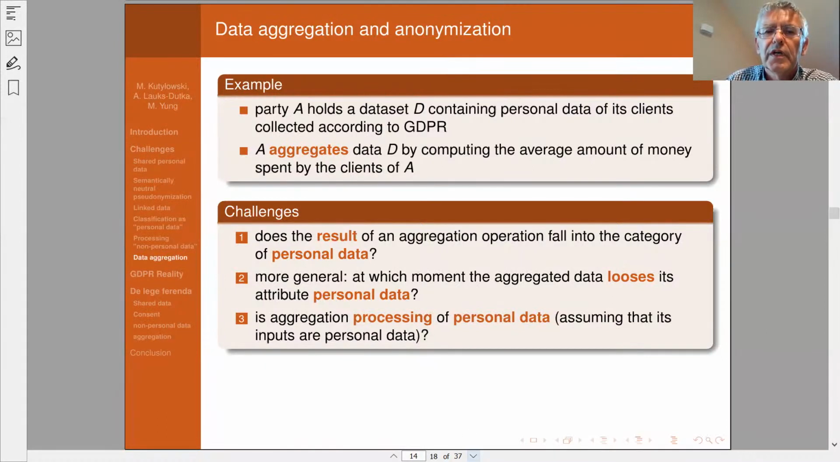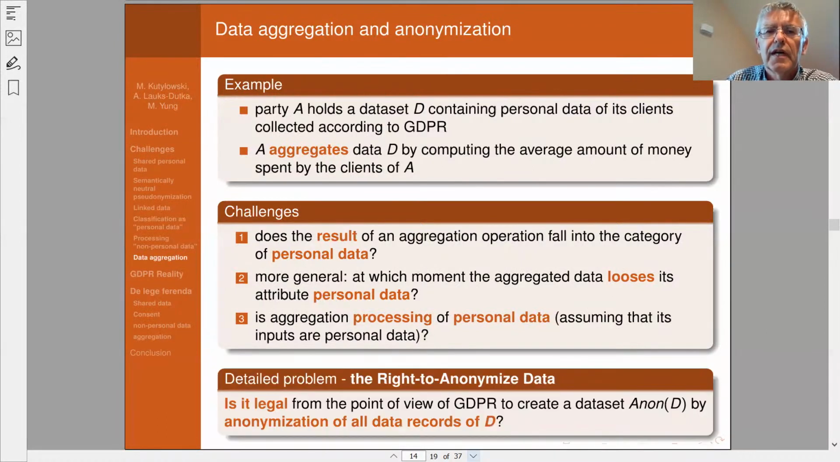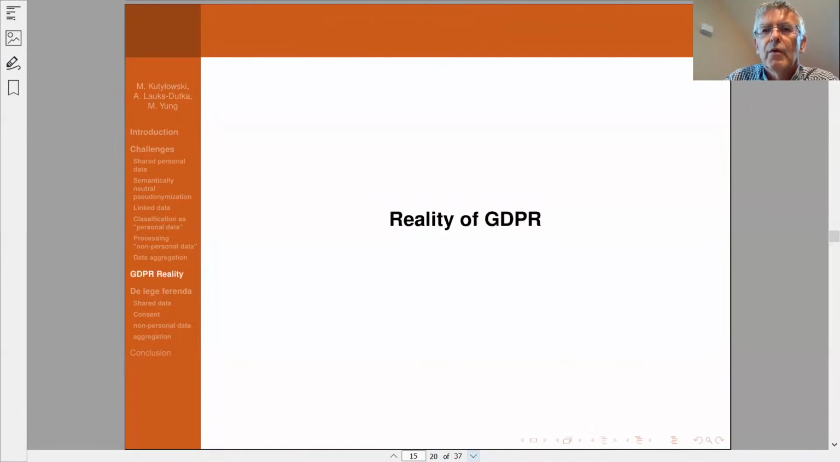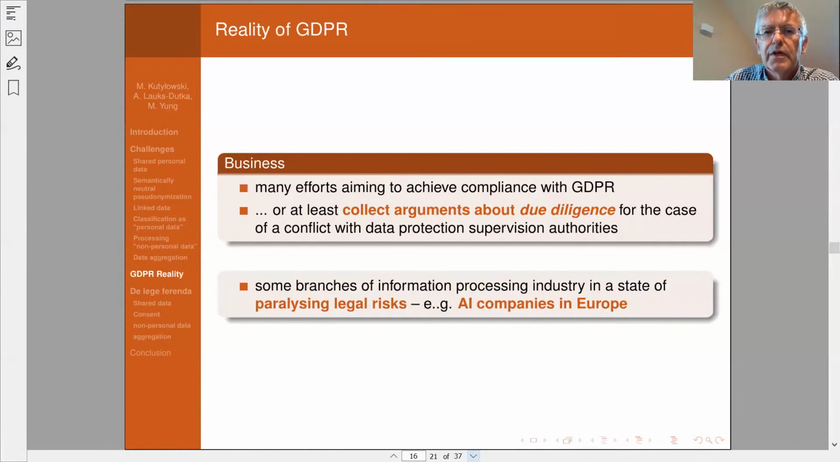What is the moment where this personal data loses the status of personal data? So the question is, do we have the right to anonymize the data, to create something that forgets the identity of persons, but some information is left? What is the reality today about the GDPR?